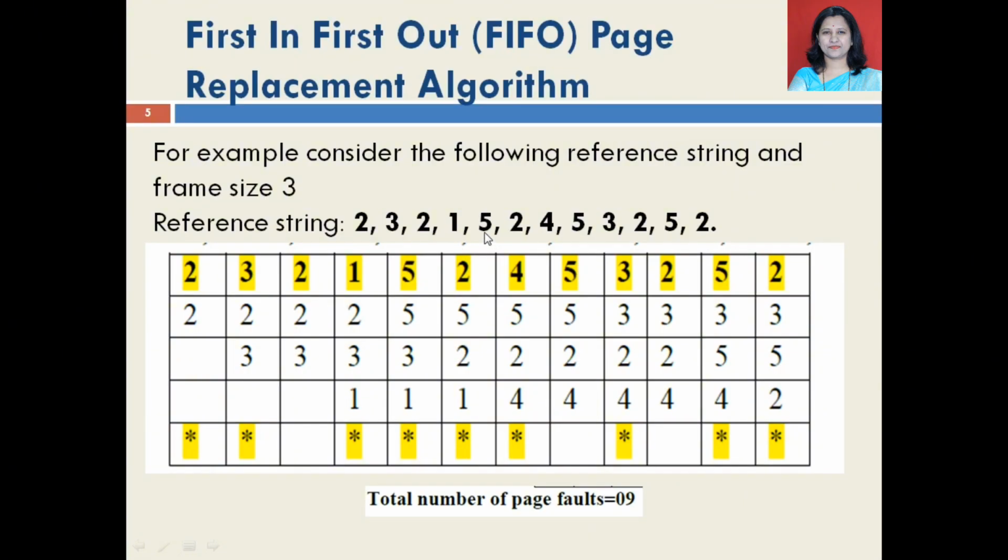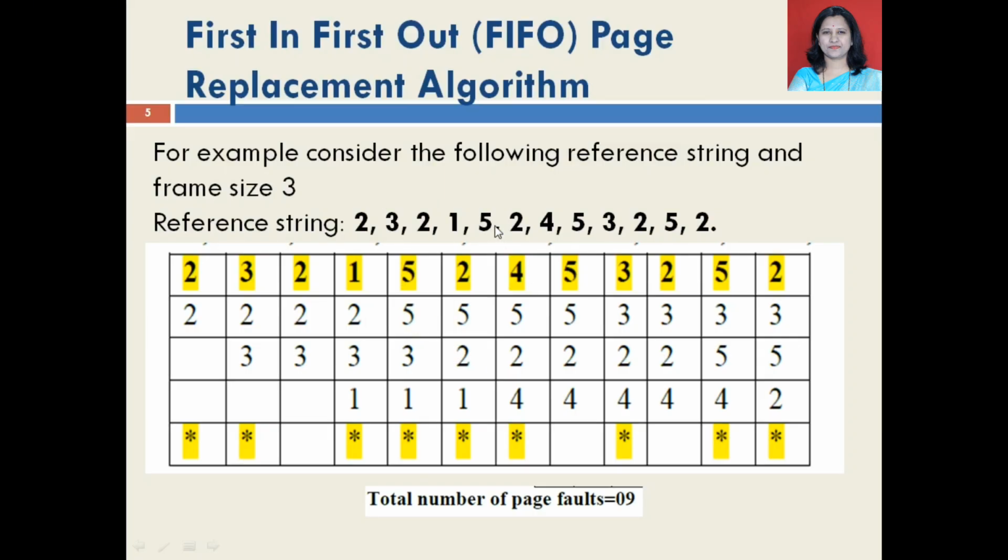Now what is the next page that we have to insert? It is 5. To put the 5, we have to replace the oldest page. Among 2 3 1, the oldest is 2, so 2 will get replaced and 5 will get placed there. So it becomes 5 3 1.